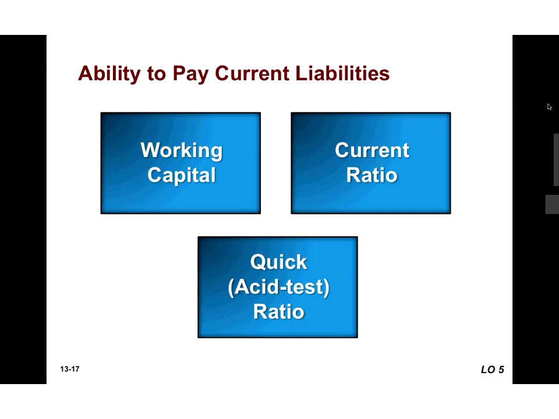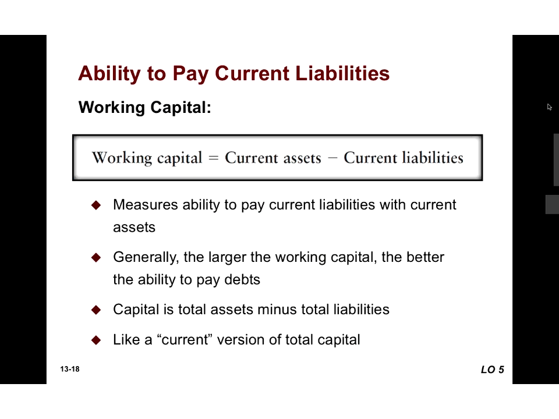Emphasis on the word current. Just a reminder, current means it's due within 12 months. It's due in the next year. So can we pay our bills that are coming due? There's 3 measures we use, and the first one is working capital. Working capital is basically saying, here are my current assets. Current assets are those things that are going to be turning into cash soon. We need cash to pay bills, and current liabilities are what's due soon. Generally, the larger the working capital, the better. It's the ability to pay current liabilities with current assets.